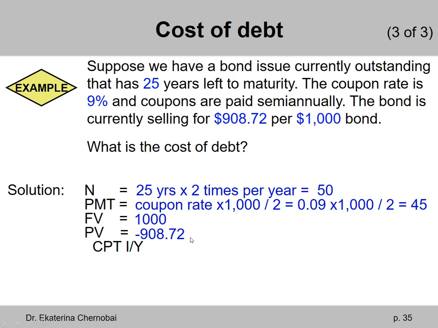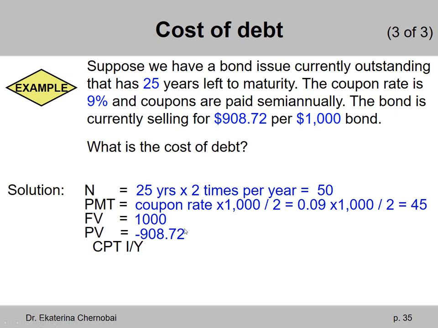Everything that's today is one sign. Everything that's in the future is with the opposite sign. So I used a negative sign for today's price on the bond, which means I need to use a positive sign for both the face value and the payment amount, the coupons. Or I could switch the sign. So I could also instead use minus 45 for the coupon amount or PMT and minus 1,000 for the face value of the bond or FV. In that case, I would need to keep the bond price, which is PV in the calculator, as positive 908.72.